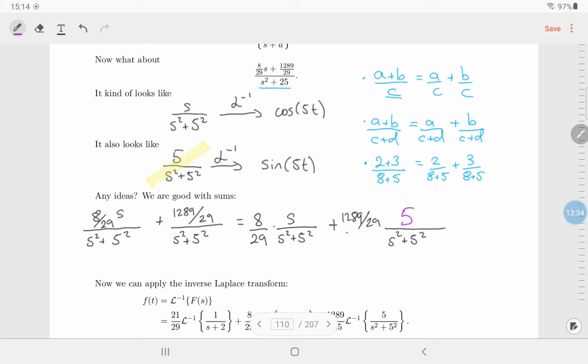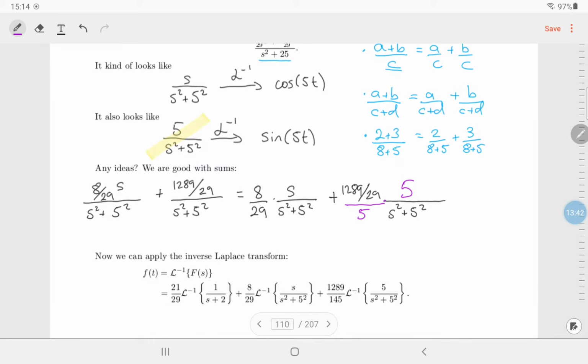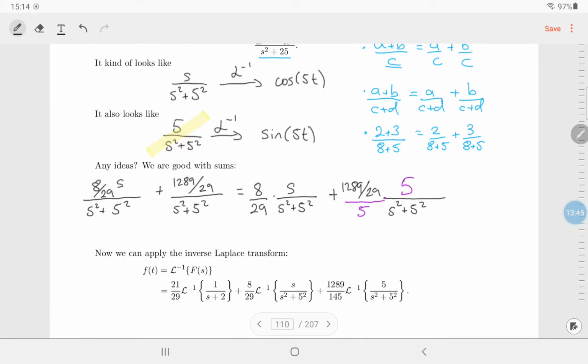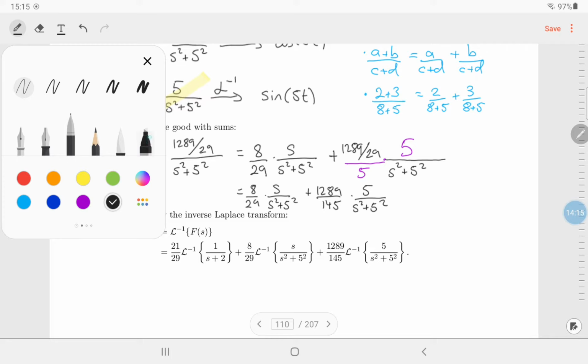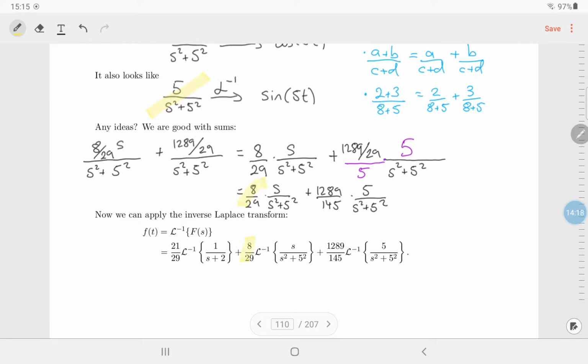But if you put a 5 there and put a 5 here, what you've actually done is multiplied by 5 and divided by 5, so it makes no difference. So this will work fine. This is 8 over 29 times a cos, and then the 1289 divided by 29 and also divided by 5 is 1289 divided by 145 times 5 over s squared plus 5 squared. So the first term was easy, fix the 8 over 29. Then the s over s squared plus 5 squared, send that back, and then fix this. It works out pretty easy.